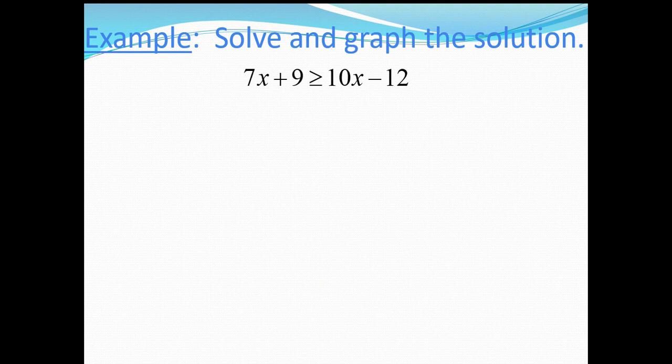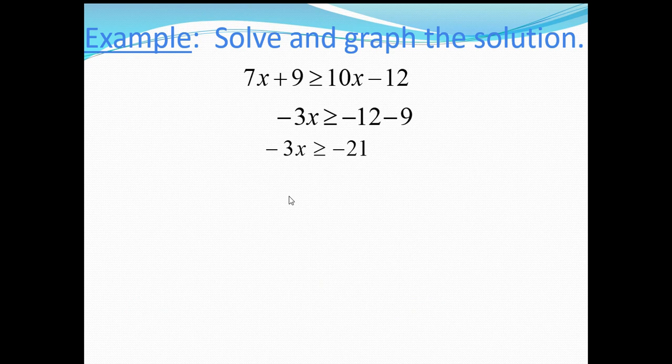Now, solve and graph the solution of this one. Here it's like the equation. Okay, I need to isolate x. So I need to take 10x to the first side and 9 to the other side. So I will have 7x minus 10x bigger than or equal to minus 12 minus 9. What is 7x minus 10x? It's minus 3x. Bigger or equal than minus 12 minus 9. So I have minus 3x bigger than or equal to minus 21.